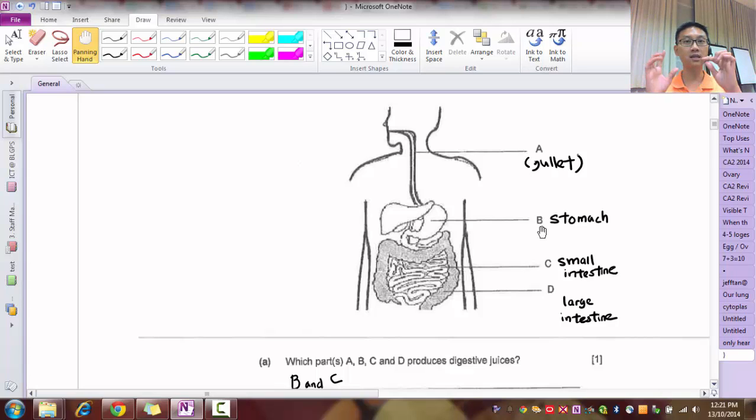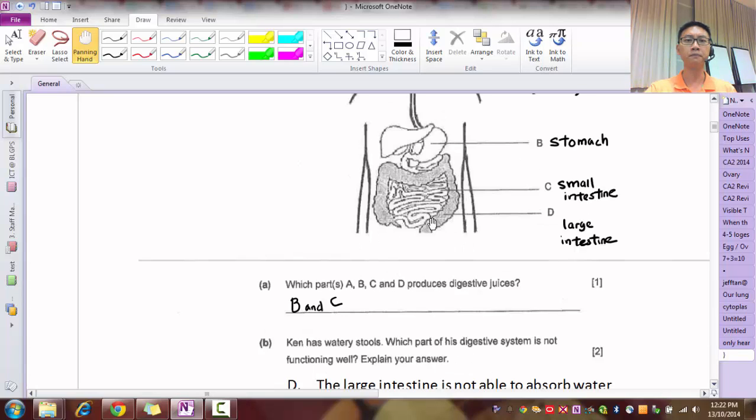The large intestine does not do digestion, so please don't make that misconception. The function of the large intestine is to absorb water, so no digestive juices are found in your large intestine. The gullet obviously not. The purpose of the gullet is just to push the food down.